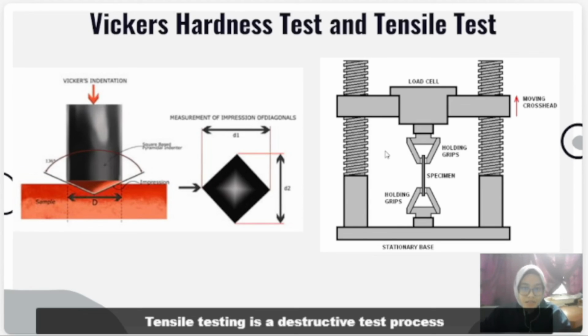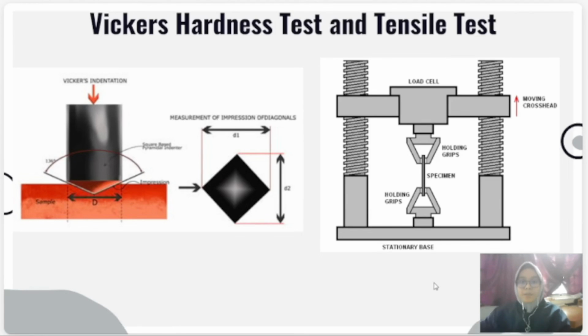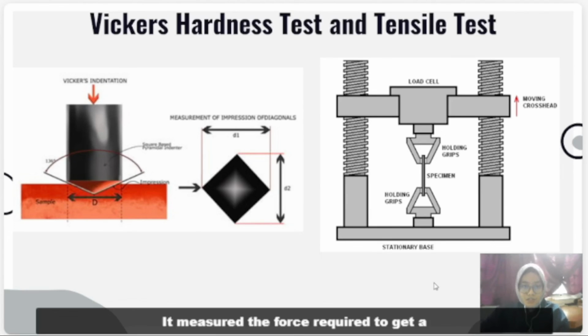Tensile testing is a destructive test process that provides information about the tensile strength, yield strength, and the ductility of the material. It measures the force required to break a composite or plastic specimen and the extent to which the specimen elongates to the breaking point.